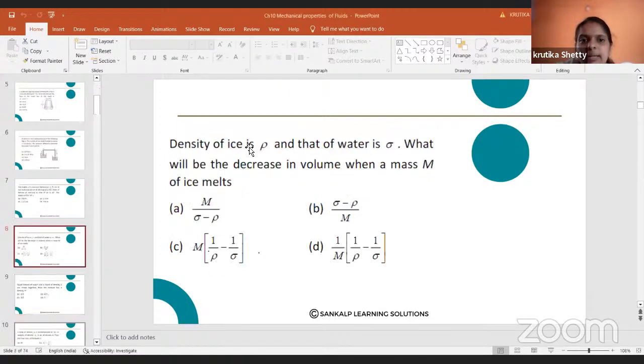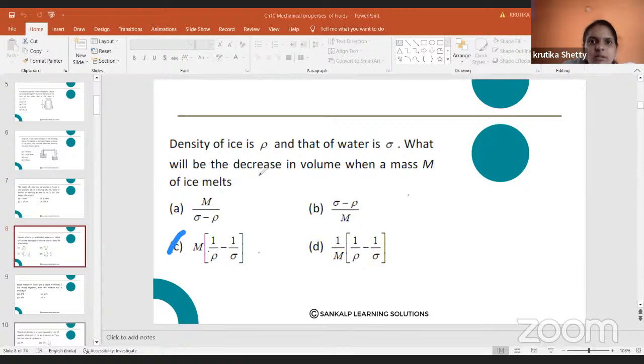Next question. Density of ice is rho and that of water is sigma. What will be the decrease in volume when a mass capital M of ice melts? So mass they are asking you here. They are asking you to calculate the mass. So this is little simple here. Mechanical properties of fluids. Some concepts are tough here, okay? So now let us solve it here.